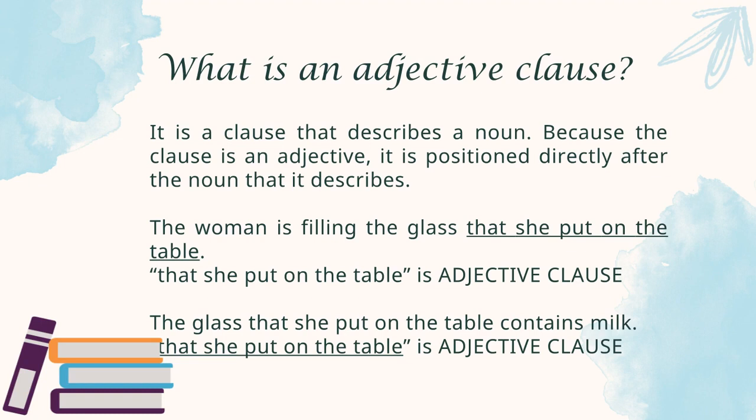The glass that she put on the table contains milk. In the second example, there are also two clauses. Glass is the subject of the verb contains, and she is the subject of the verb put. In this sentence also, that is the adjective clause connector that joins these two clauses, and the adjective clause that she put on the table describes the noun glass.